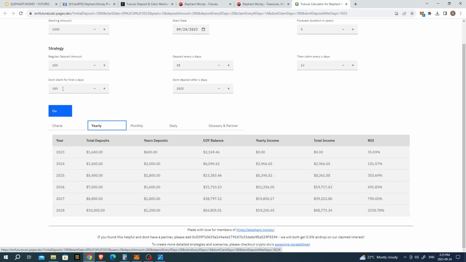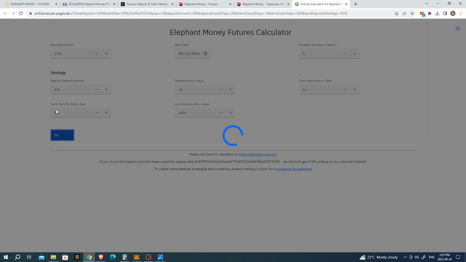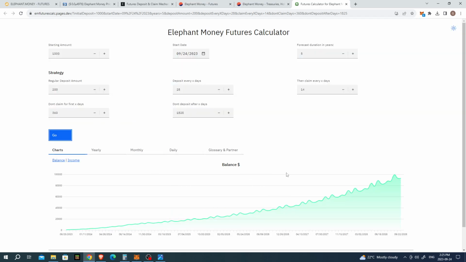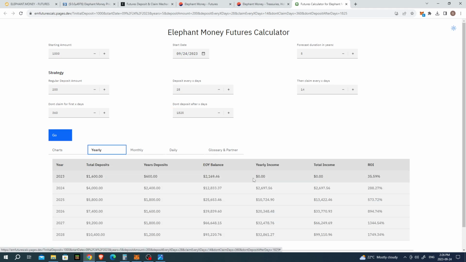But what happens if you hold off and don't claim for 360 days? You basically get an extra 40% on your wallet, and then these yearly incomes start growing well above what you're putting in. So if you can hold off for a little bit longer, let this grow, get it up to say 100K, you can almost get $3,500 withdrawn every month on this one. So we'll get into those strategies.